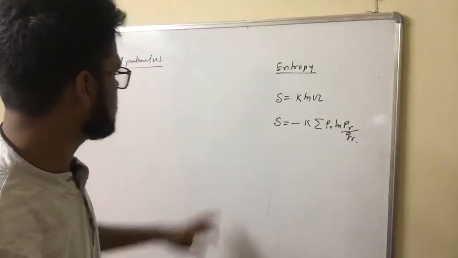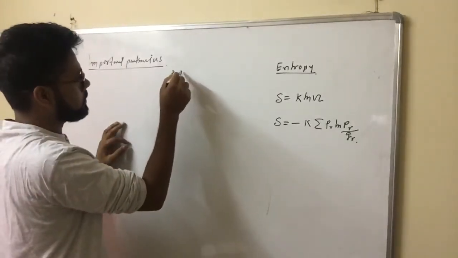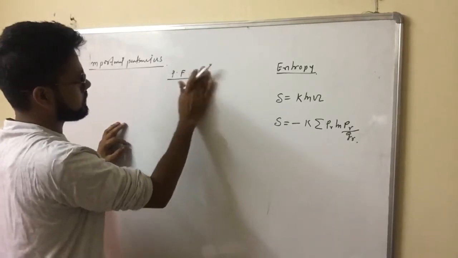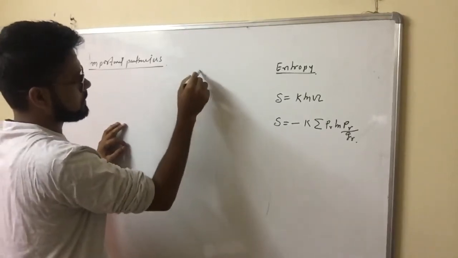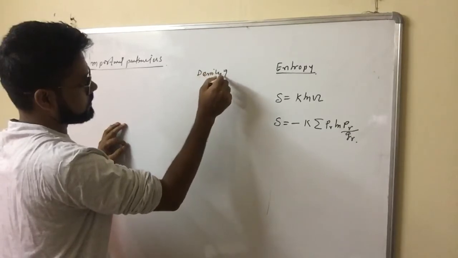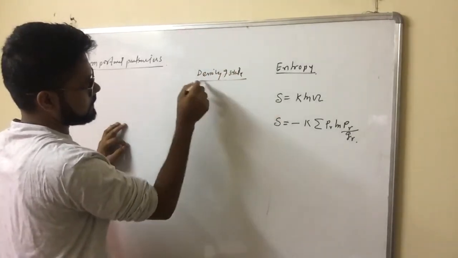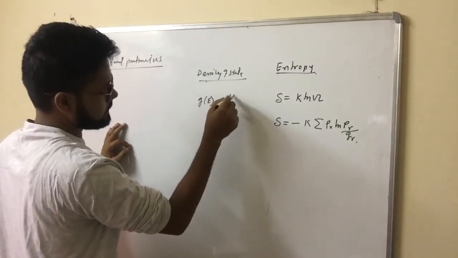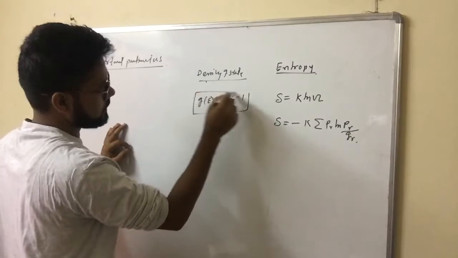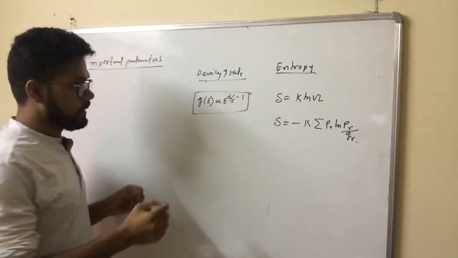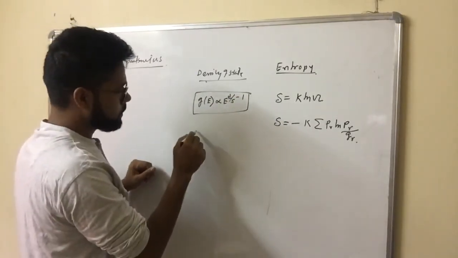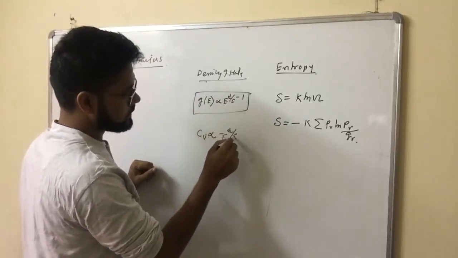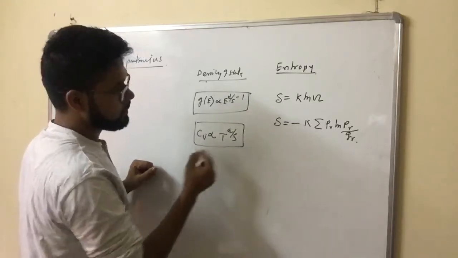Sometimes, the partition function general formula, with the density of state first. What is the general formula? Density of state is proportional to E to the power d by s minus 1. You remember, this is very important. Another important formula: the partition function at low temperature is proportional to T to the power d by s. This is a general formula. You have to remember.